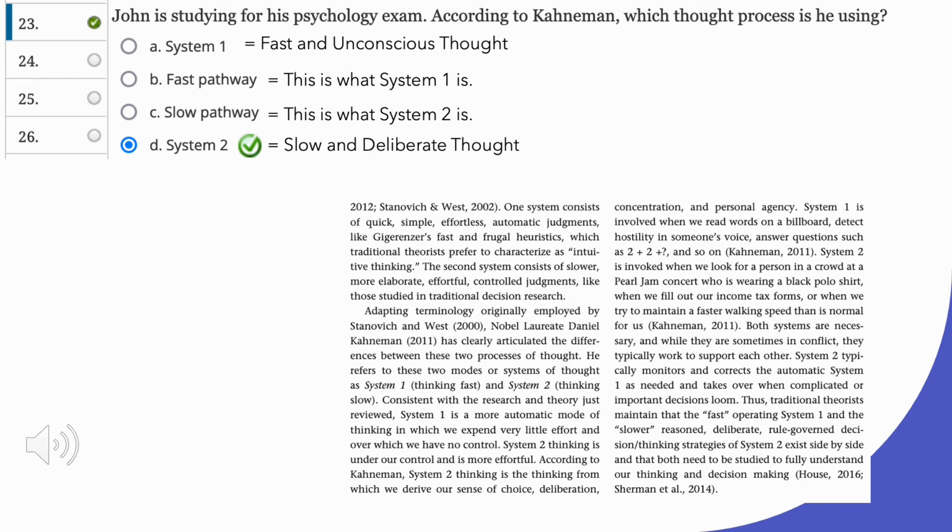System 1, thinking fast, and System 2, thinking slow. System 1 is a more automatic mode of thinking in which we expend very little effort and over which we have no control. System 1 is involved when we read words on a billboard, detect hostility in someone's voice, answer questions such as 2 plus 2. System 2 thinking is under our control and is more effortful. System 2 thinking is the thinking from which we derive our sense of choice, deliberation. System 2 is invoked when we look for a person in a crowd at a Pearl Jam concert who is wearing a black polo shirt, when we fill out our income tax forms, or when we try to maintain a faster walking speed than is normal for us.